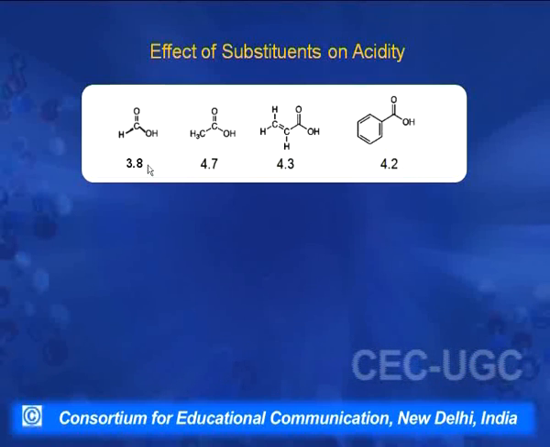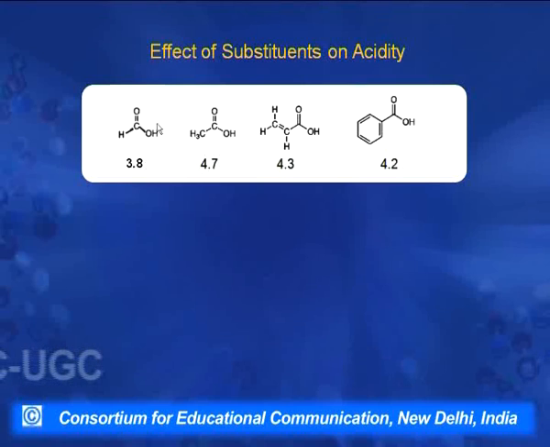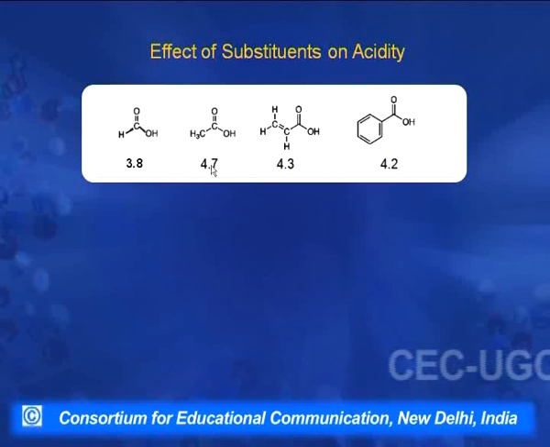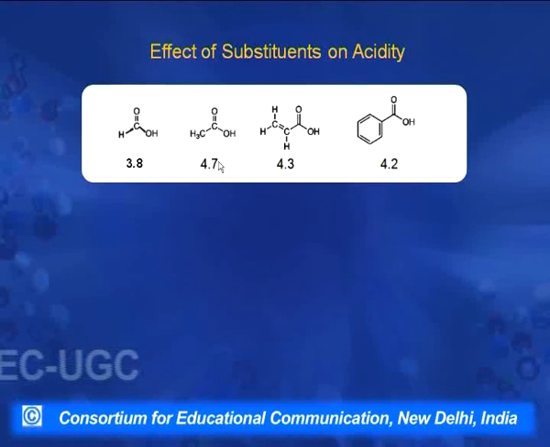This is the pKa value listed here. The pKa value for formic acid is 3.8, and that for acetic acid is 4.7, indicating that formic acid is a stronger acid than acetic acid.